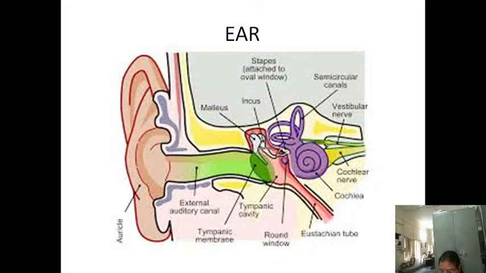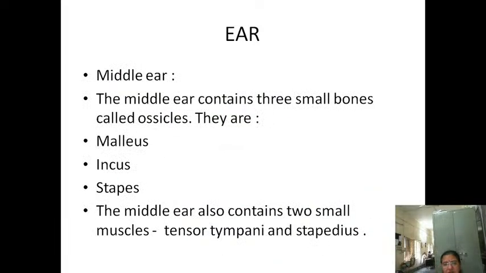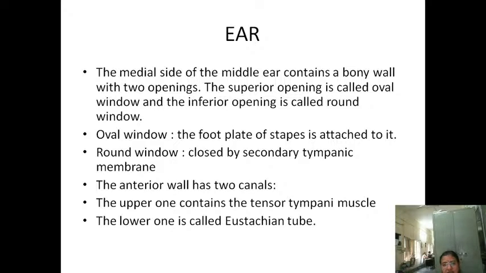Now, the middle ear contains three small bones called ossicles. They are malleus, incus and stapes. The middle ear also contains two small muscles called tensor tympani and stapedius. The medial side of the middle ear contains a bony wall with two openings. The superior opening, that is the upper one, is called the oval window, and the inferior one, which is below the oval window, is called the round window. In the picture, the round window is shown.